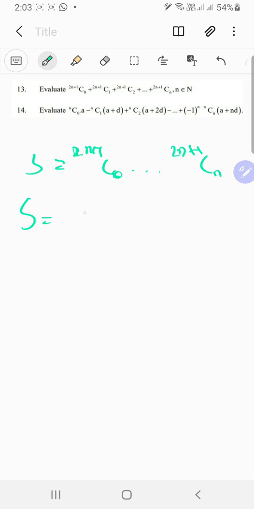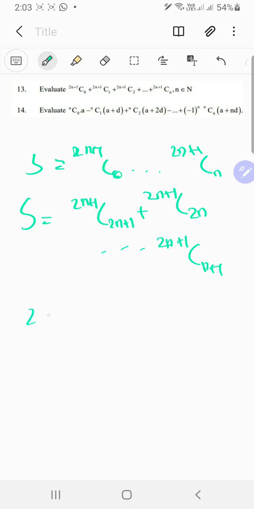So c0, that's the same thing as 2n plus 1 c 2n plus 1, and then c1, that's the same thing as 2n plus 1 c 2n, and so on. And then 2n plus 1 cn, that's actually the same thing as 2n plus 1 cn plus 1, right? Because n plus 1, that's actually 2n plus 1. So now let's just add them up.